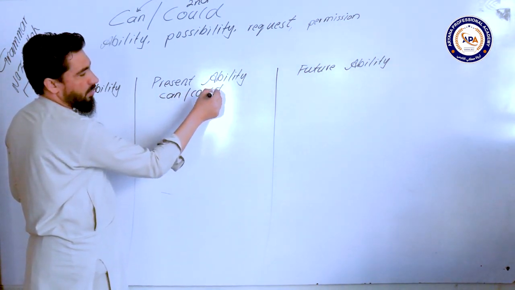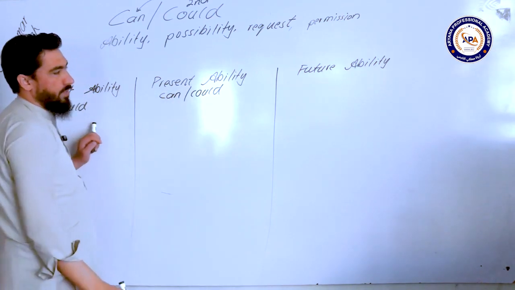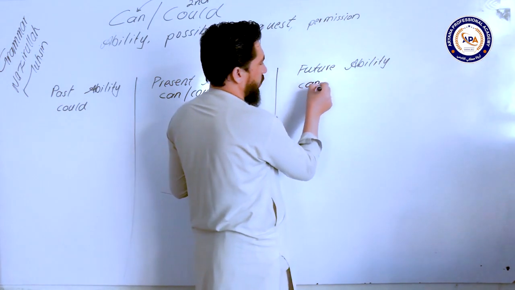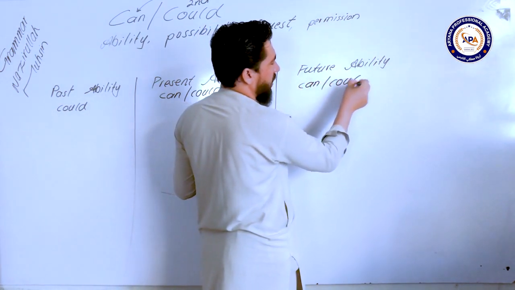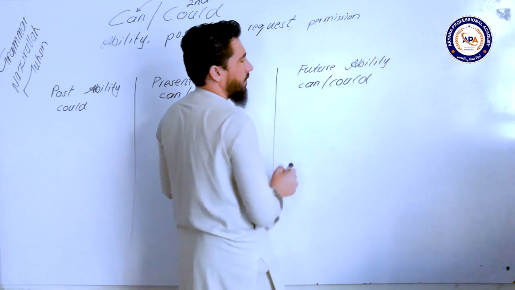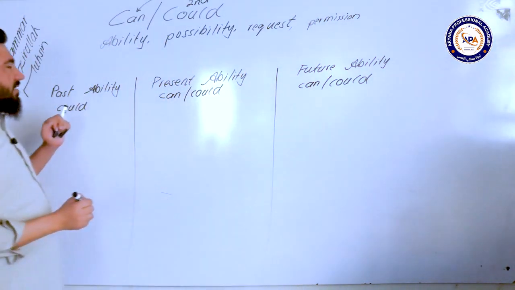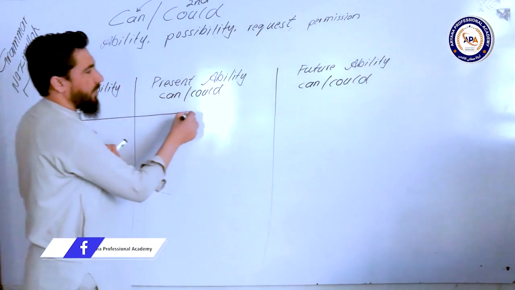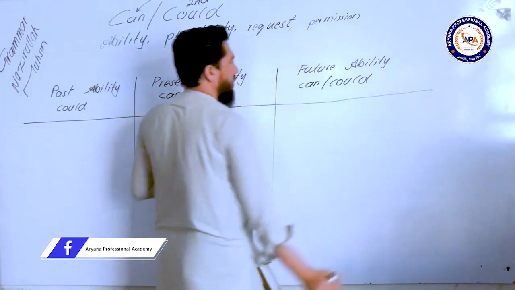Can or could. And also in the future, we can use both of them, can and could. And in the past, only could is used. The modal auxiliary verb can can't be used.